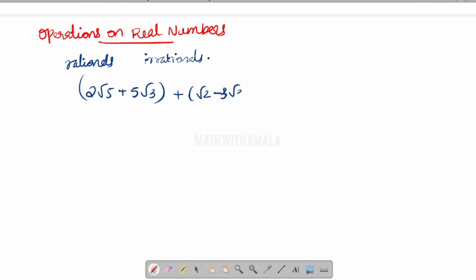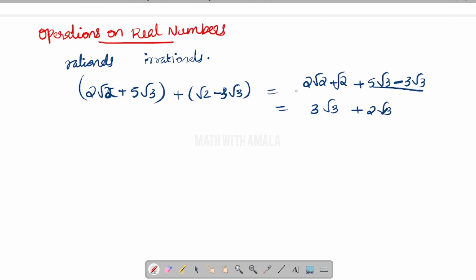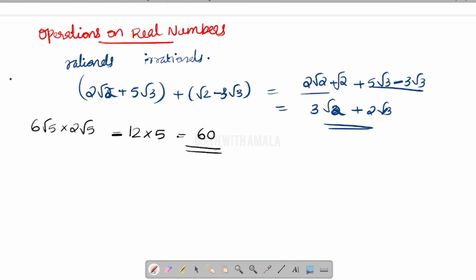So let's take some numbers which include the irrationals and also the rationals. I'm taking here 2 root 2 plus 5 root 3 plus root 2 minus 3 root 3. So this operation is based on both rationals and irrationals. 2 root 2 plus root 2, we can just associate the brackets and also commutate. Then you will get 2 root 2 plus root 2 plus 5 root 3 minus 3 root 3, which is equal to 3 root 2 plus 2 root 3. Actually, we have done this operation here with the rationals and irrationals multiplied and added and subtracted. We have done all the operations in it.